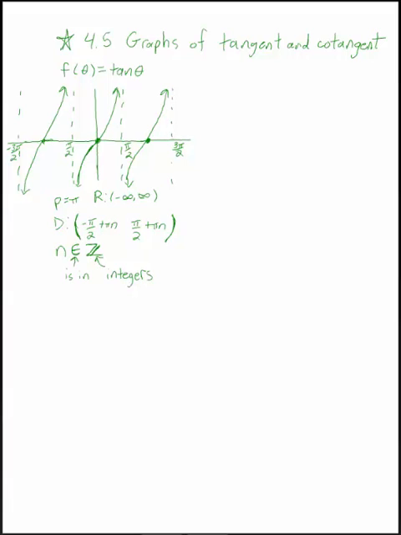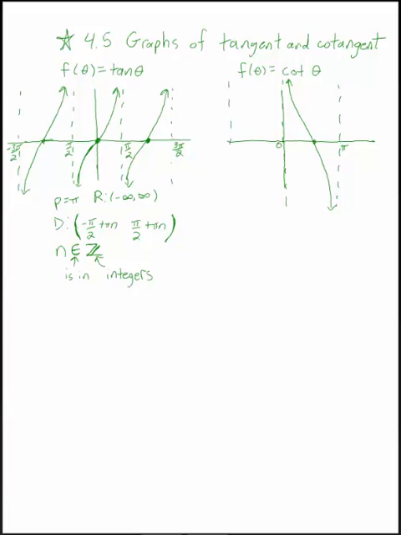So let's look at cotan. How about f of theta equals cotan theta? So cotan, similar graph. It's going to have an asymptote at 0, an asymptote at pi. It's going to be decreasing. So there's one cycle of cotan.